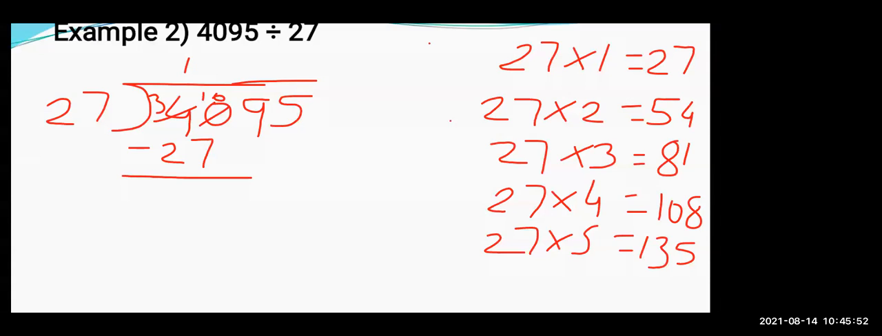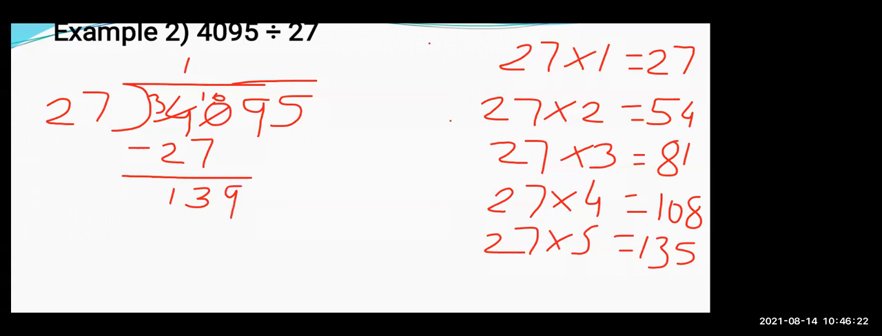10 minus 7. Very good. 10 minus 7 is 3. Okay. Now 3 minus 2. Very good. 3 minus 2 is 1. Okay. Now which number will I take? What number do I have to take? Because it is 13 only. So which number should I take down? Very good. I have to take down the number 9.